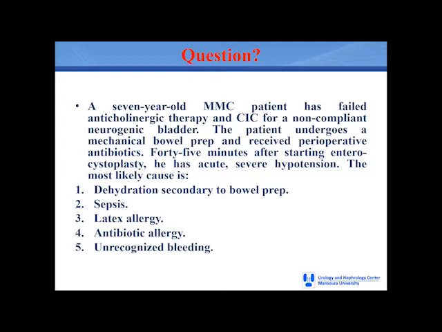Latex allergy. Yes, thank you. This is what I'd like to highlight. Latex allergy is a rare but serious complication in patients with spina bifida. A higher percentage of patients with spina bifida are known to be allergic to latex, and this may result in anaphylactic shock, which is life-threatening. You have to keep that in mind.